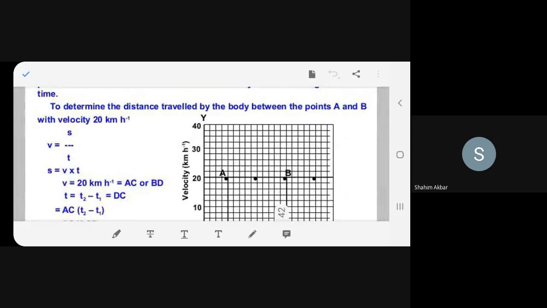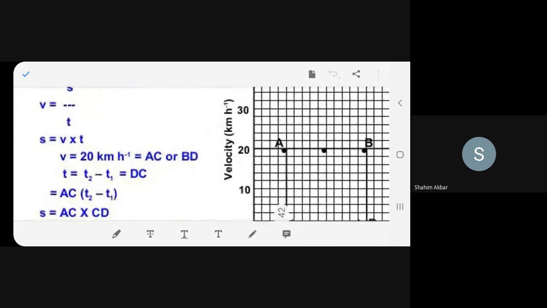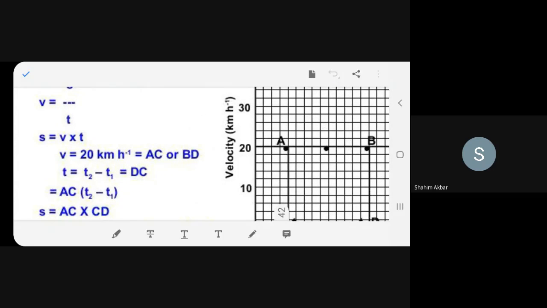So velocity is distance upon time. Now we have to find out distance. So what is distance? Velocity into t. Yes. So we are cross multiplying it. Yes or no? What is velocity given? 20 kilometer per hour. And what is the distance?